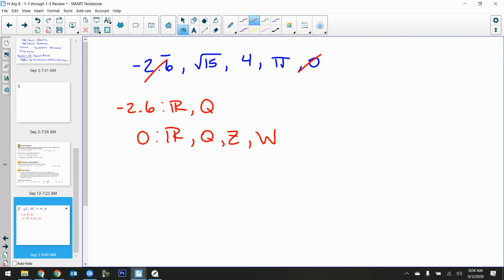What's up next? Okay, so now we have to play a little estimation game here, right? We know that this is about 3.14. What's the square root of 15, especially if you did not have your calculator? What is the square root of 15? What's it really close to? It's really close to the square root of 16, which is 4, right? But just underneath it. So I would say that the square root of 15 is, let's say, about 3.9 or maybe 3.8.